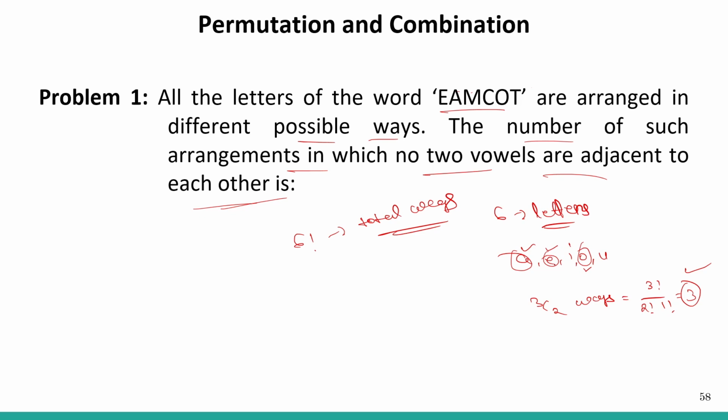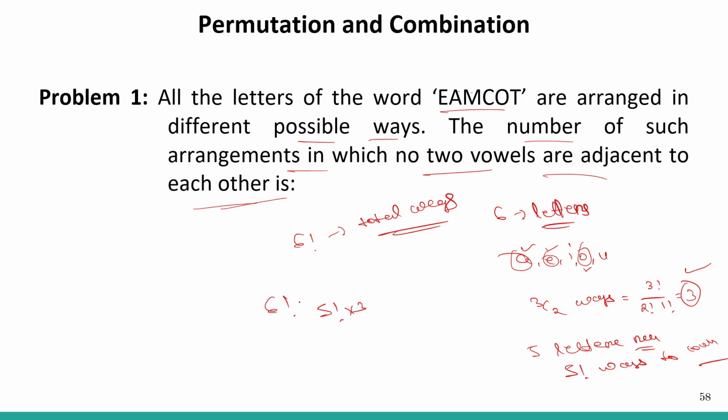So 6 factorial are total ways, and in 3 ways I can choose 2 from these 3 options. Then let's assume those 2 as 1. How many letters will be there? There will be 5 letters remaining after treating those 2 as 1. So 5 factorial ways are there to construct that word. So it will be 5 factorial into 3.